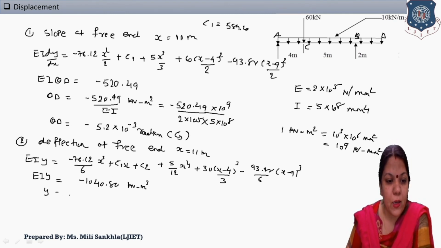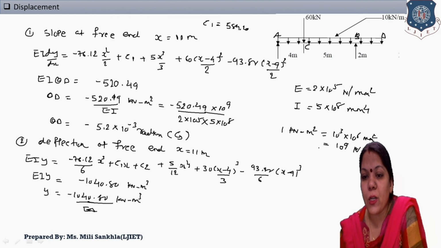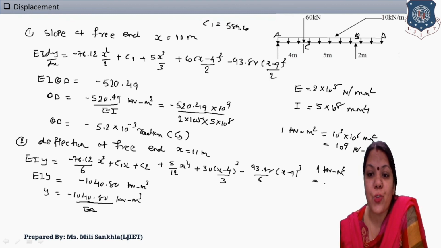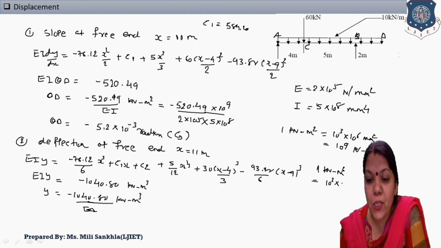Now y is equal to minus 1040.80 kilonewton meter cube divided by EI. One by one, kilonewton meter cube convert into Newton mm. Here I write down the conversion of this: 1 kilonewton meter cube is equal to, 1 kilonewton is equal to 10 raised to 3 Newton. Right here 10 raised to 3. 1 meter is equal to 1000 mm. So 1 meter cube is equal to 10 raised to 9 mm cube.